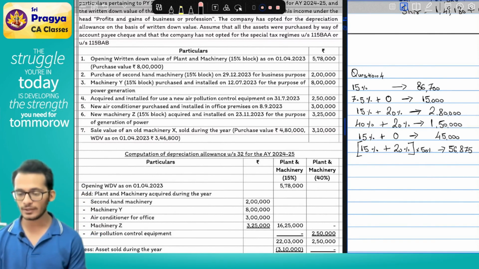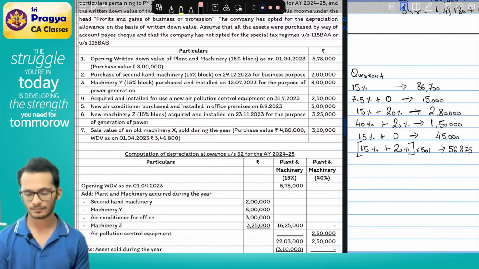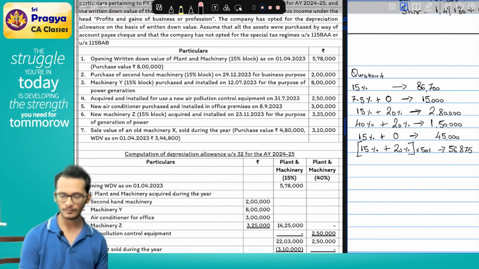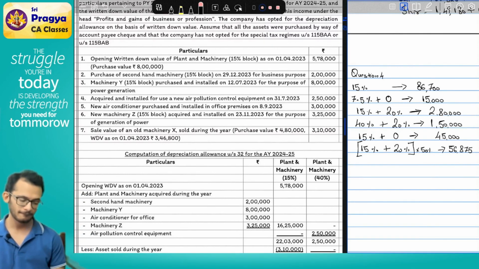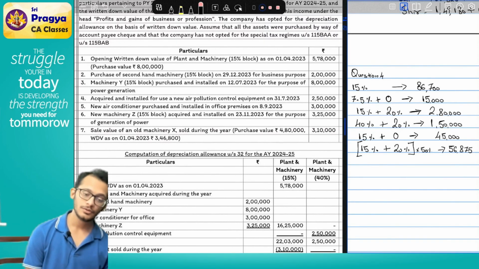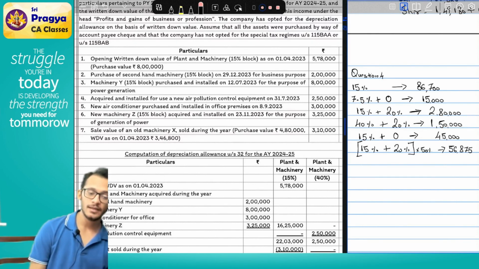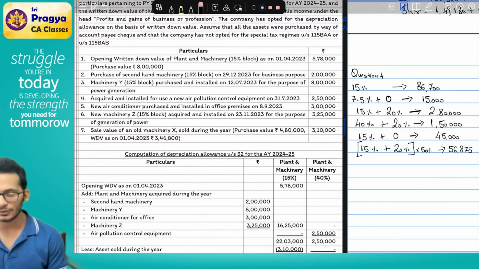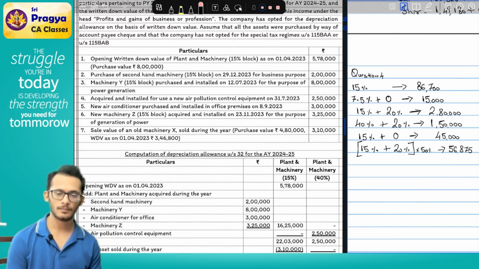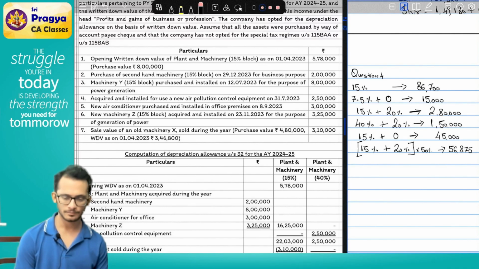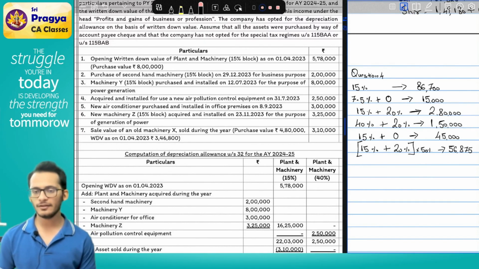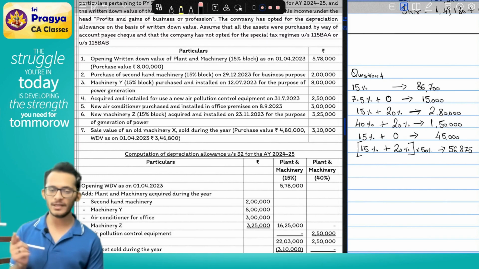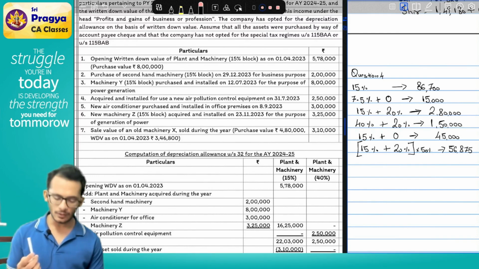Rahul, which of the numbers should I take? Should I take my purchase price? Should I take my WDV as per books, or should I take my actual sale value? I will reduce my actual sale value. The format says opening WDV plus additions minus sale value. So this will be reduced.